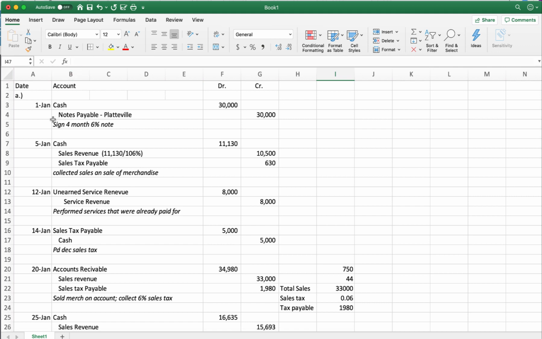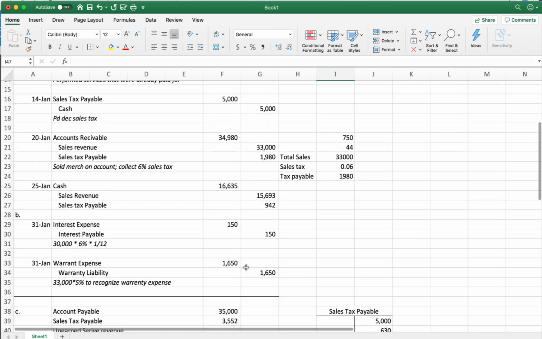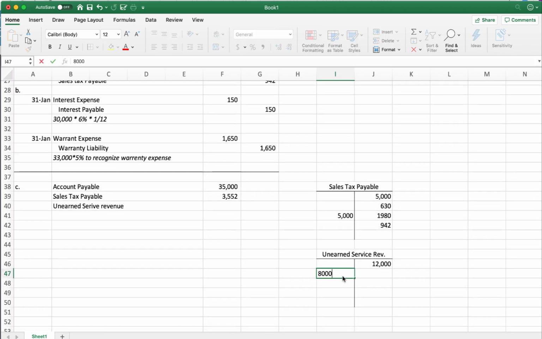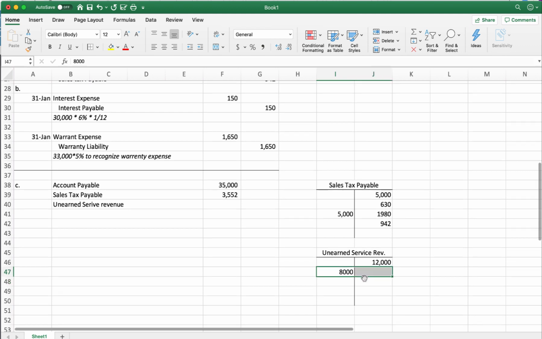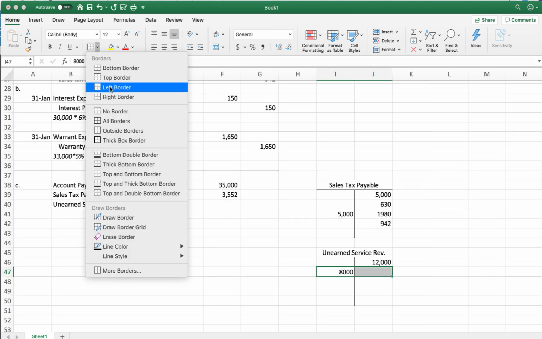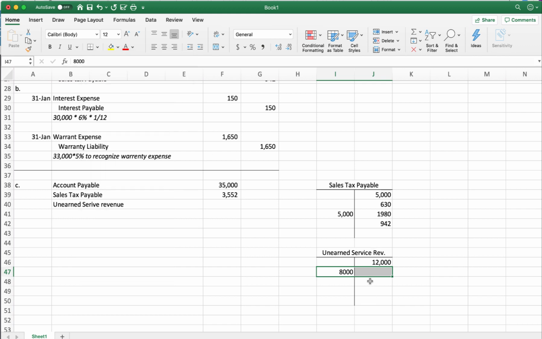Yep, sure did. I didn't on the first journal entry. That was taken out a note. The second journal entry, just book sales, received cash for it, no unearned revenue. When I get down to January 12th, yep, I have a debit of $8,000 to unearned service revenue. I'm going to plug that in. To figure out what my balance is, all I'm going to do is subtract. I'm going to take $12,000 minus my $8,000, gives me $4,000. That is my new balance as of January 31st for unearned sales revenue.